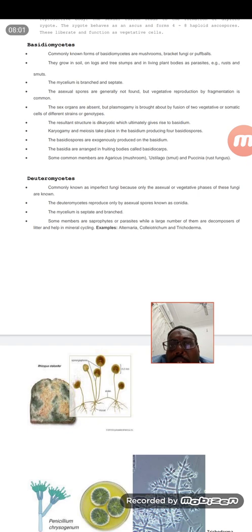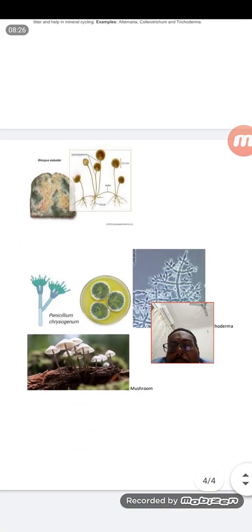Some of this fungus coming under this, we use for food also. And some of this fungus can cause some of the diseases also, like Ustilago, which causes smut. And basidiospores will be exogenously produced by the basidium. And basidia are arranged on a fruiting body called the basidiocarp.